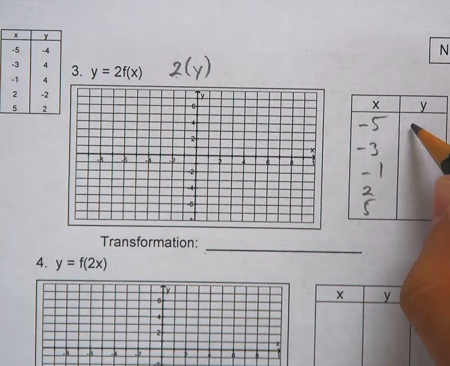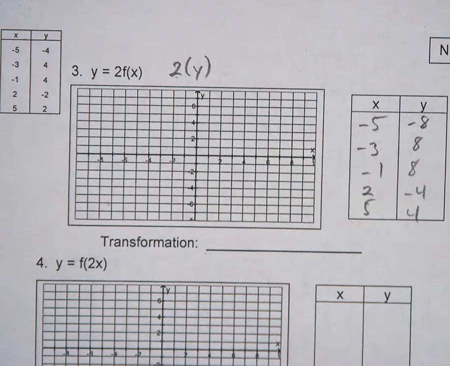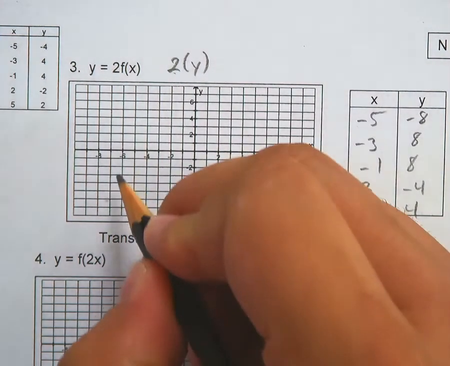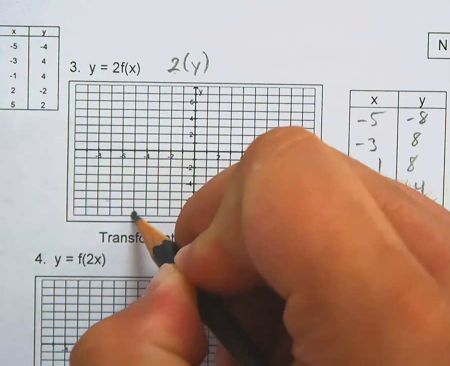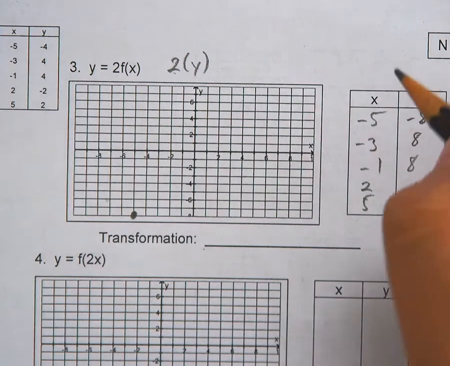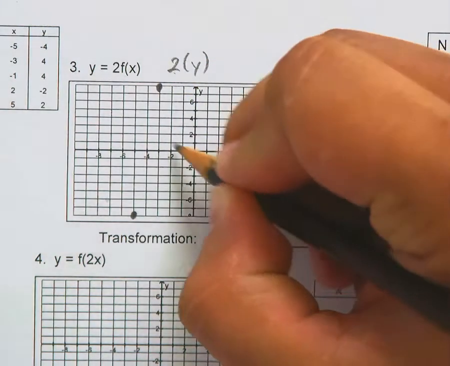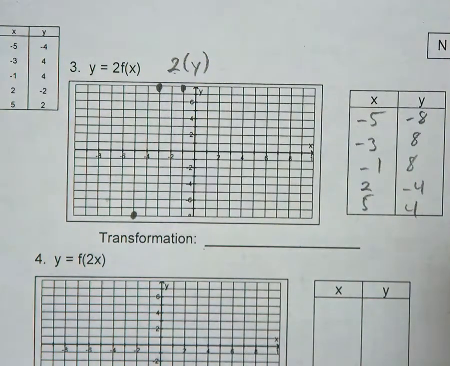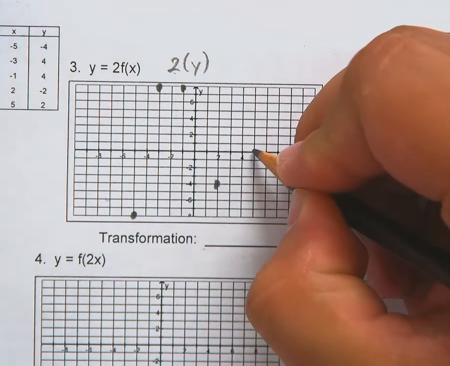So I'm going to take -4, now it's -8. Take 4, now it's +8. Take 4, now it's +8. Take -2, now it's -4. Take 2, now it's +4. Plot your points, let's see what it looks like. Where are we at? -5, -8 right here. -3, +8 up here. -1, +8 up here. 2, -4. And 5, +4.